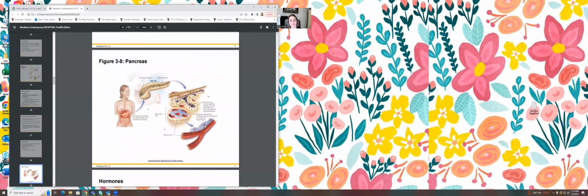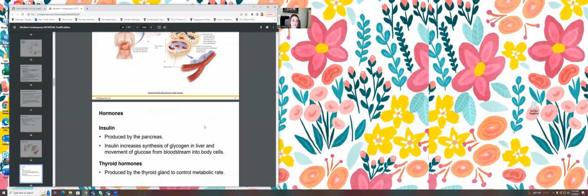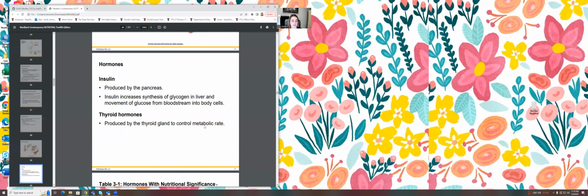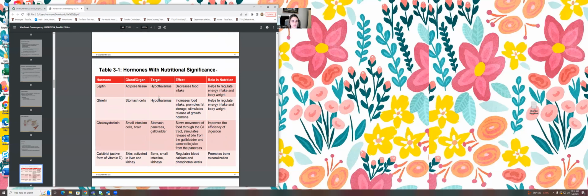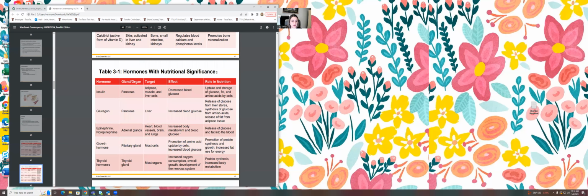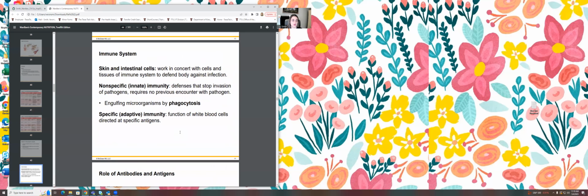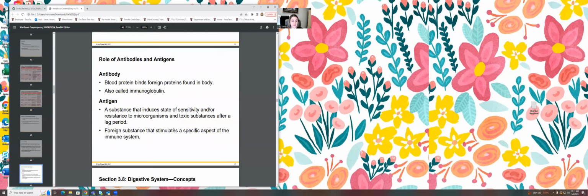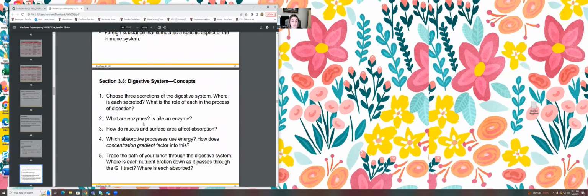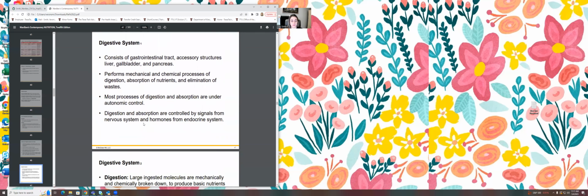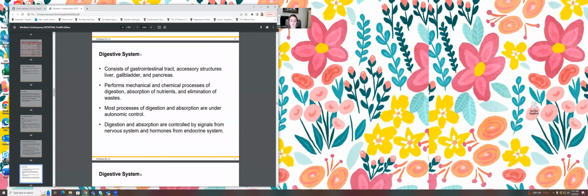So the pancreas is really in charge of that system, which includes insulin and thyroid. So here would be some other hormones and their nutritional significance. We've got the immune system, which is our skin and intestinal cells, non-specific immunity and specific immunity. You need to know the difference between the two of those. Continuing on, antibodies versus antigens, the digestive system. So this is going to be a big one within the quiz for module two.